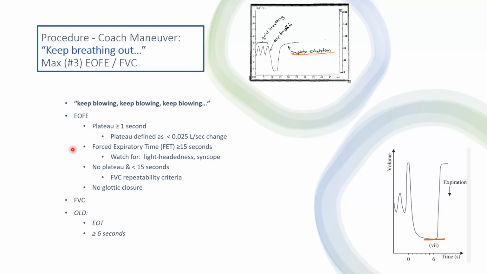Sometimes patients cannot really tolerate that end of forced expiration. If you never reach plateau and you can't reach 15 seconds, the FVC might still be acceptable if it is repeatable, but you've got to tell that after multiple attempts. The deal breaker is glottic closure. You cannot have the glottis closed and prematurely end the forced expiration. We do get our forced vital capacity from here.